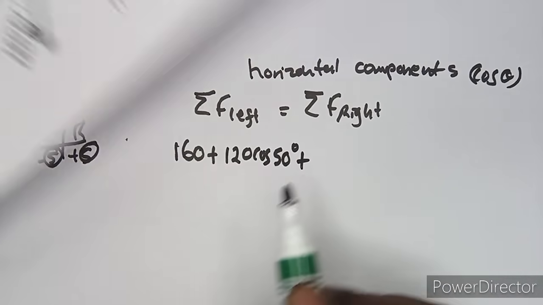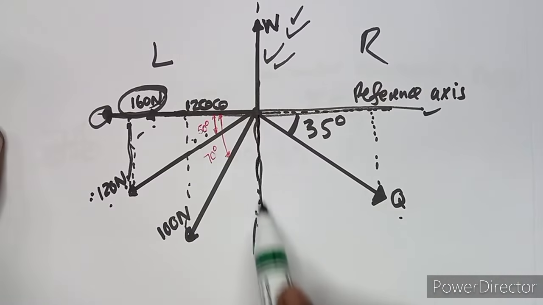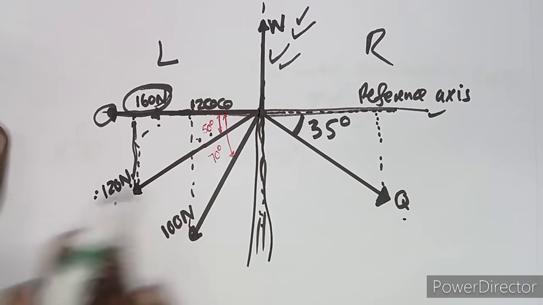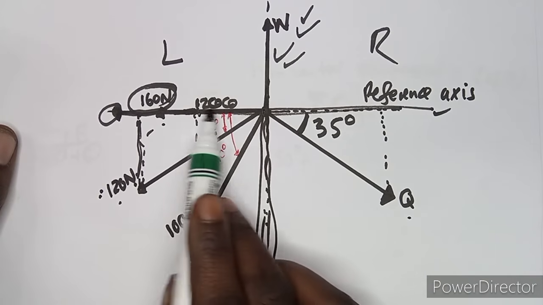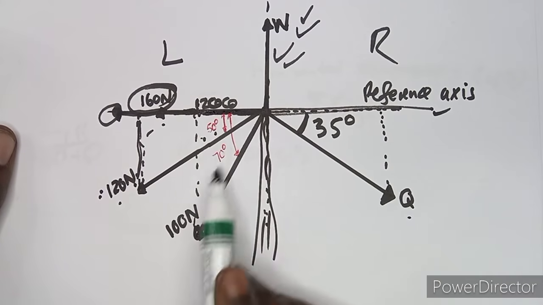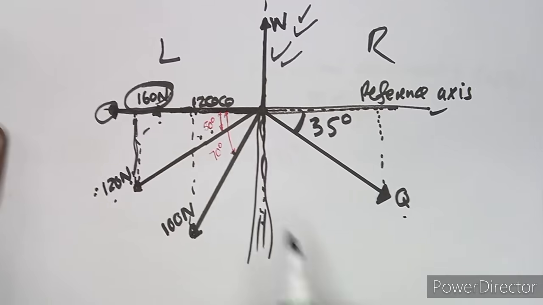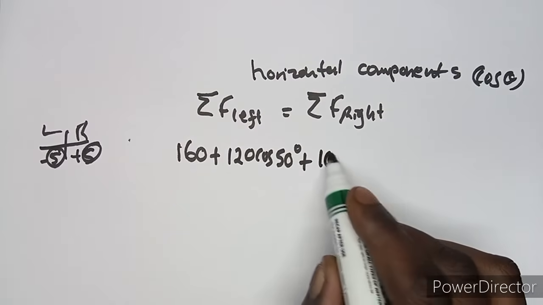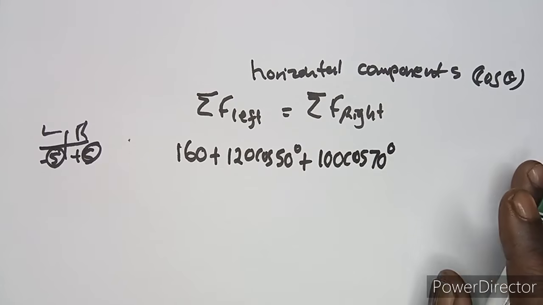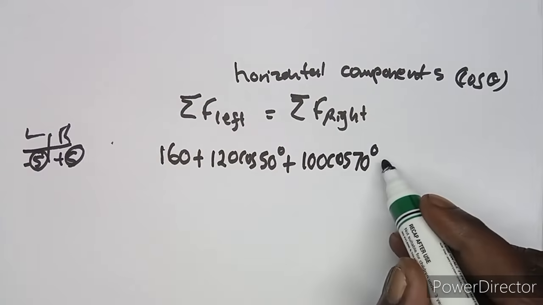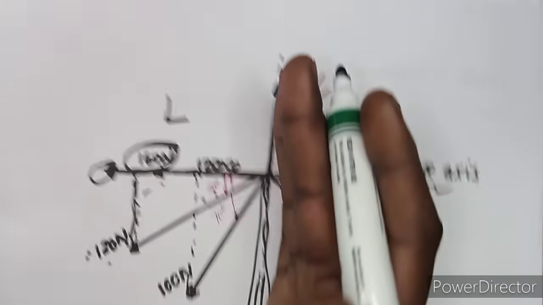Plus another one still on the left side, because we are guided by this vertical line. This 100 is still on the left side, so it's 100 back to this horizontal line, 100 cos the angle that is between, which is 70 degrees. So you've got 100 cos 70 degrees. Take note of the way that you're going to take these forces. We are done with the forces on the left side.